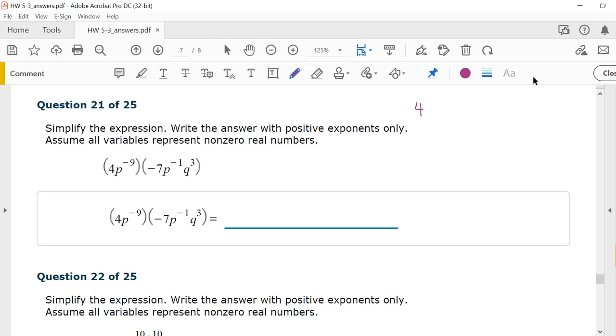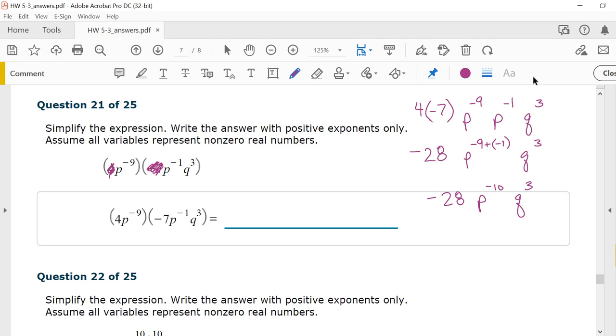4 times negative 7. That takes care of these. p to the negative 9, p to the negative 1, q to the 3. Okay, I have negative 28, p to the negative 9 plus negative 1, q to the 3. So negative 28, p to the negative 10, q to the 3.